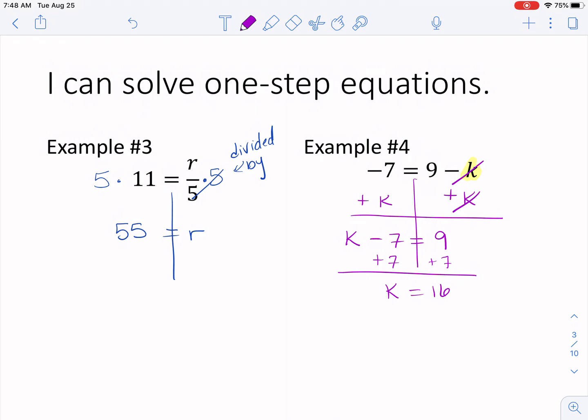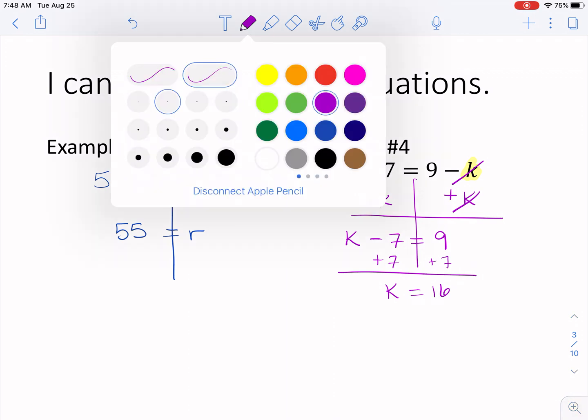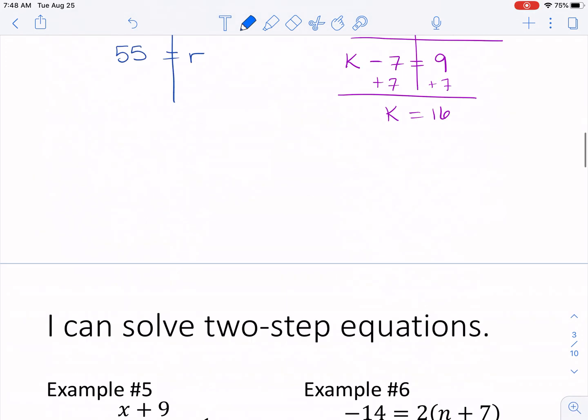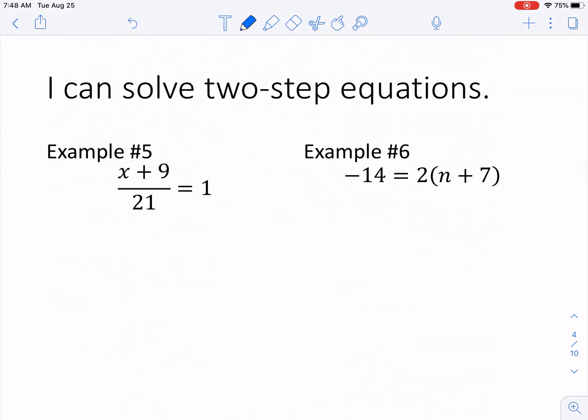So hopefully you guys didn't have any problems with those first 4 examples. Let's get into maybe a couple more challenging ones. Two-step problems. So if I read example 5, because I always like to start reading it, it says x plus 9 divided by 21 is equal to 1. So that says the whole x plus 9 is divided by 21.